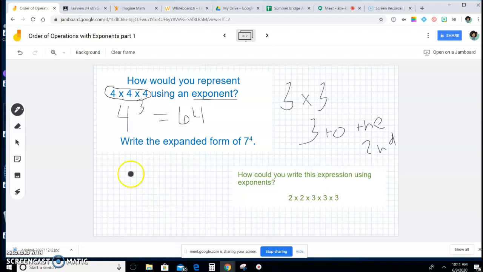All right, very good. So 7 to the 4th power is 7 times 7 times 7 times 7. Now let's go ahead and find the product of 7 to the 4th power. What is the product of 7 to the 4th power? Go ahead and type that in the comments. That means you're multiplying 7 times 7 times 7 times 7.